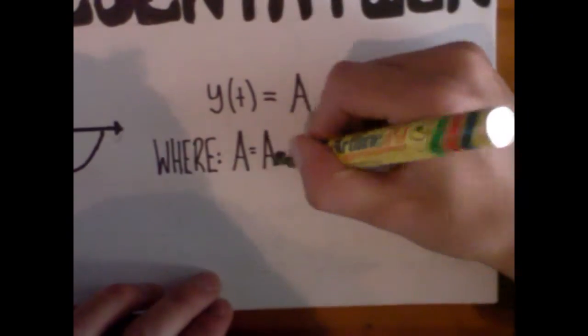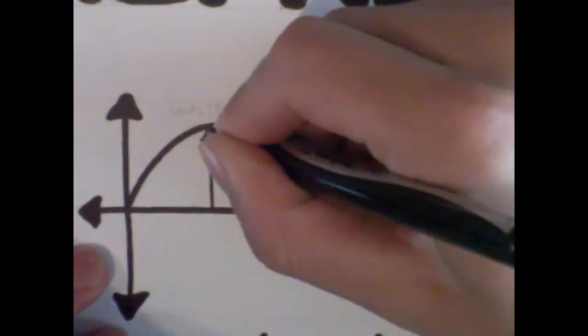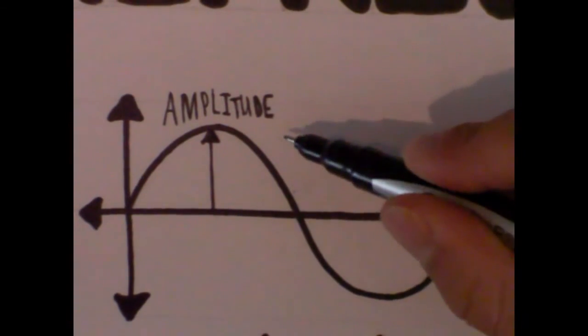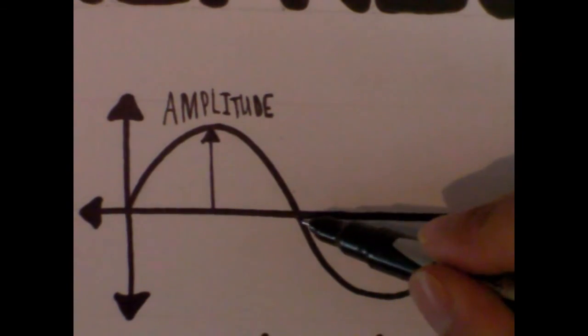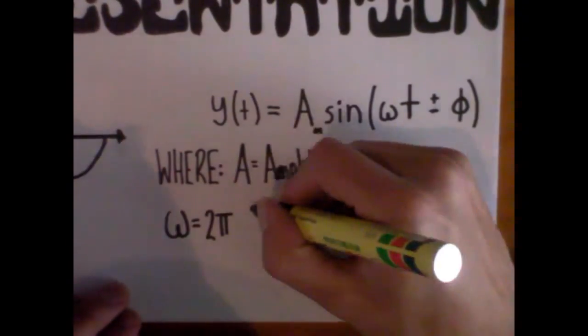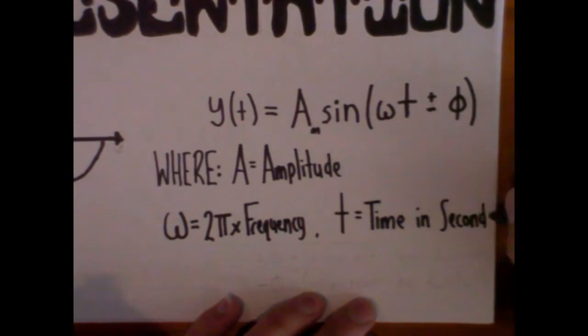This is where A will equal our amplitude. Our amplitude is simply the maximum displacement from the mean average of the wave. It is both the same value in the positive and negative direction. Omega is equal to 2 pi times our frequency and simply represents the frequency of the wave in hertz. t is equal to our time in seconds.